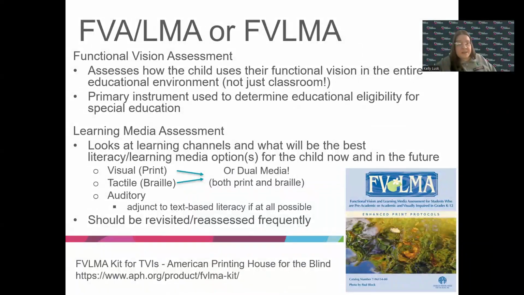We do have kids that can be dual media where they're using both print and braille. Even some of our CBI kids are both print and braille, although it's not necessarily something that we see a lot with CBI kids. But primarily what we want to remember with all of this is that we should be revisiting and reassessing this frequently because it can change. We have a kid that is doing really well with print when they're younger. And then it may be that as they get older, we have to do some things differently and maybe add in more auditory or something like that. All right, next slide.